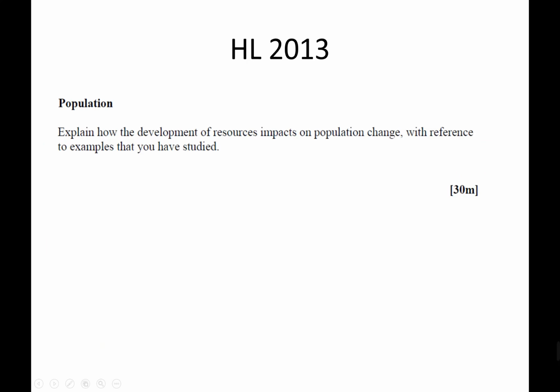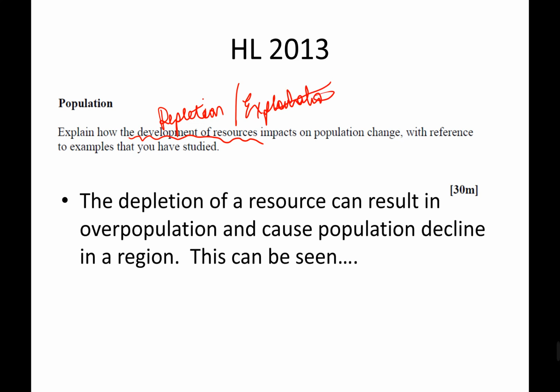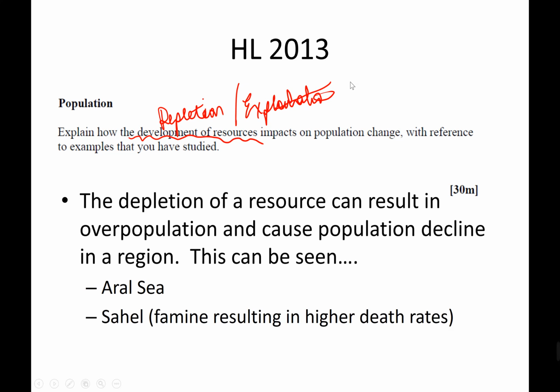Again, here, this is an example of where the question doesn't explicitly mention overpopulation, but it does refer to it. So how the development of resources impacts on population change. Here, we're going to talk about the development of resources as being the depletion or exploitation of resources. The depletion of resource can result in overpopulation and cause population decline in a region. This can be seen in the Aral Sea and the Sahel, similar to the question that we had earlier. And again, pay attention to the fact that it asks you for examples, plural, so you've got to have more than one.